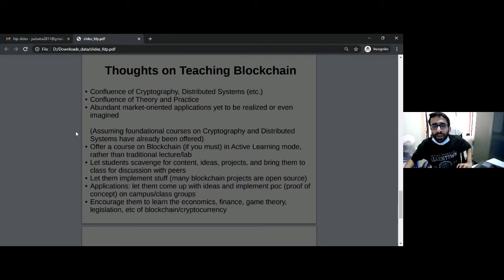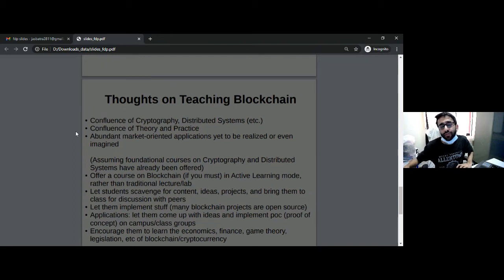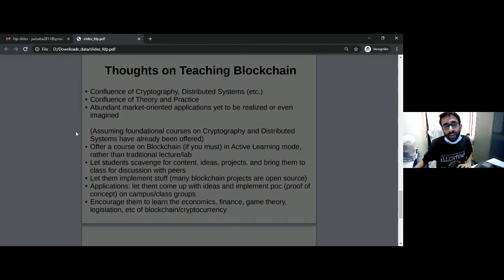So how should the pedagogy on blockchain be? For example, if an elective course is to be offered for undergraduate students, then what should be the flavor or style of such a course? I'm not saying it's prescriptive, it's just suggestive, from someone who has been freshly in academia as well as in industry. If a course on blockchain must be offered, it may be offered in an active learning mode instead of the traditional lecture-lab mode. Let students go out, look for content, ideas, projects, and bring them to class for discussion with peers.